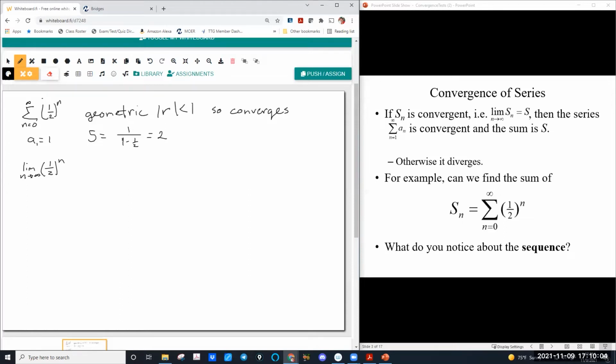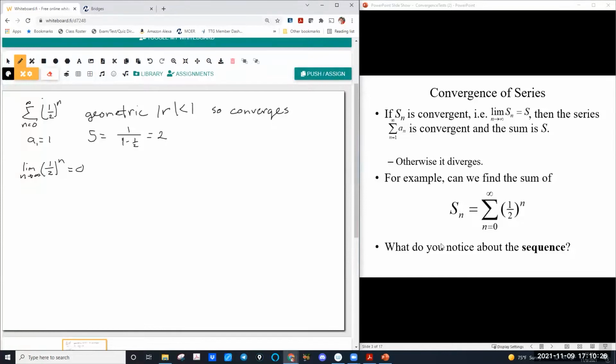well, what's going to happen, the denominator is going to grow, the numerator is just going to stay 1, so this equals 0. So the terms of the sequence eventually go to 0. What we're going to find is that's a necessary but not sufficient condition for a series to converge.